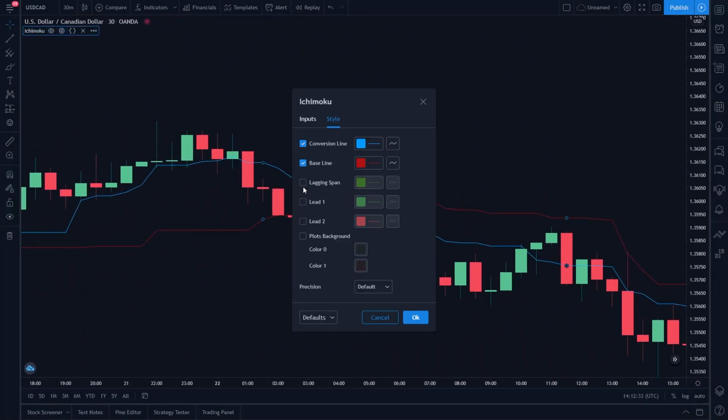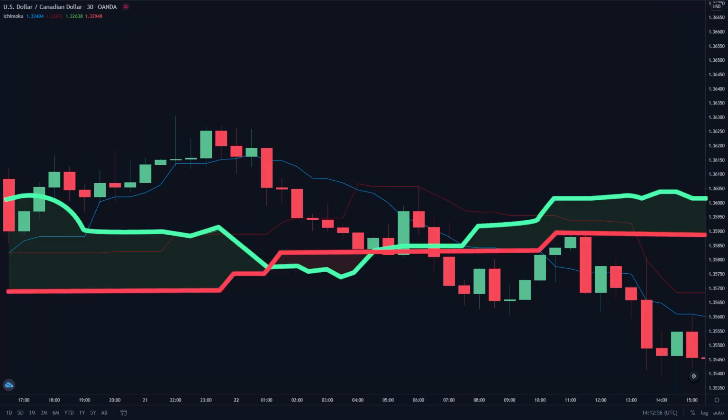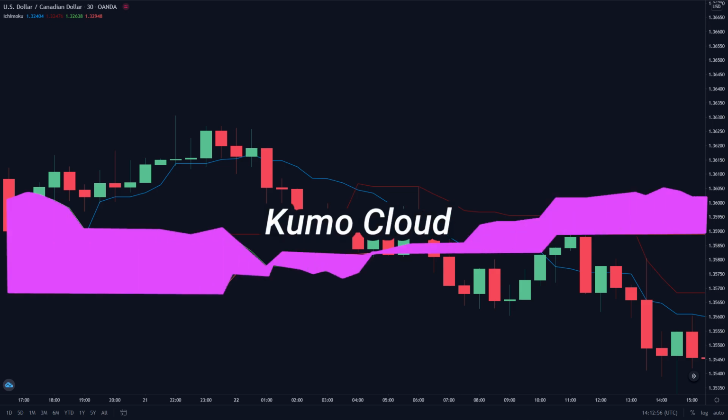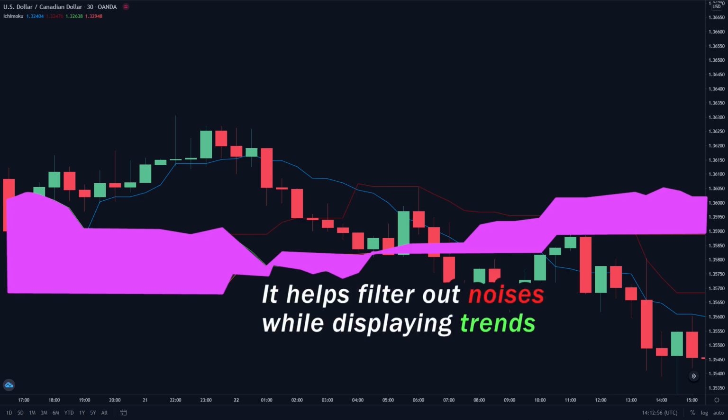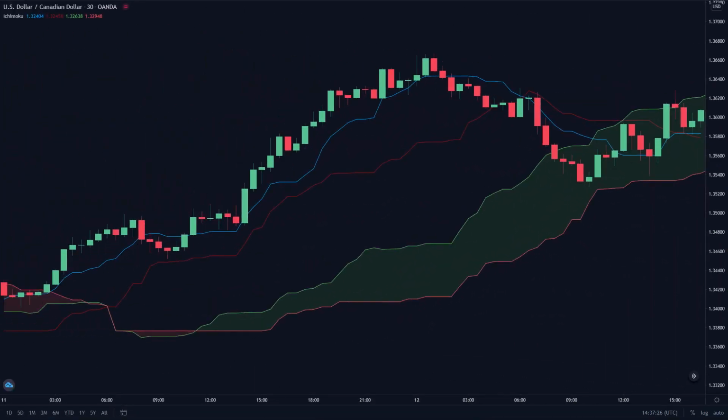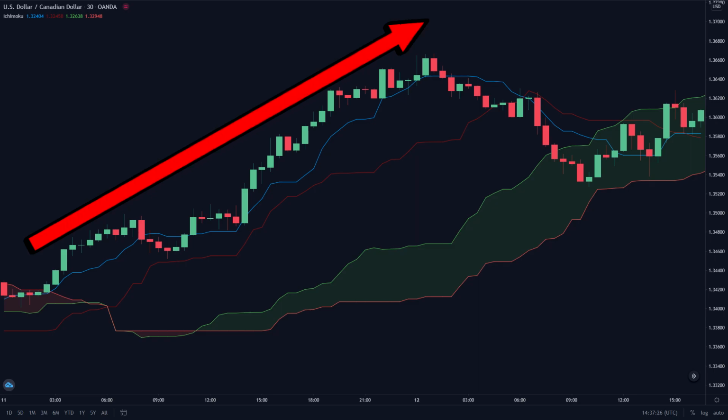Next, we have these two lead lines, also known as the Senkou spans. These two lines form what's called a Kumo Cloud. The Kumo Cloud is what stands out in the Ichimoku indicator because it can help filter out noise while still displaying trends. Usually, when the price is on a trend, the cloud will also be heading towards that direction. For example, if the price is on a strong bullish trend, the direction of the cloud will also follow upwards.